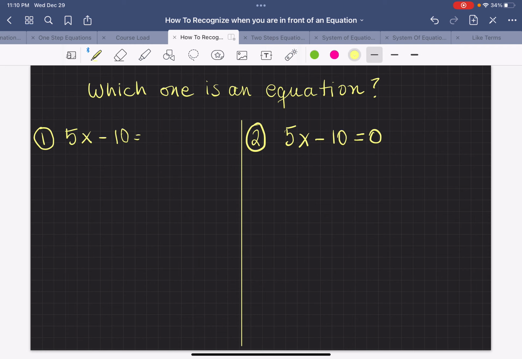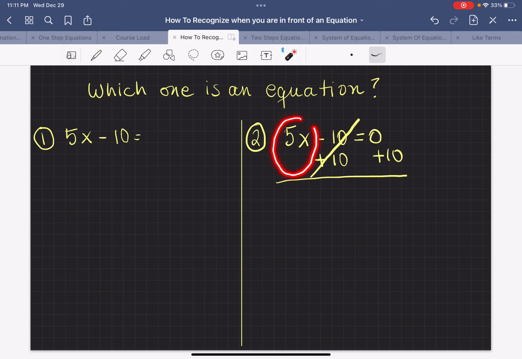Okay, since this is a negative 10, to get rid of it, you will do the opposite operation, which is adding 10 on both sides. So we're going to add 10 on both sides. As you can see, on the left side the negative 10 plus the 10 will cancel, and all I have left on the left side is my 5x. So 5x on the left side equals, and on the right side, I have 0 plus 10, which is 10.